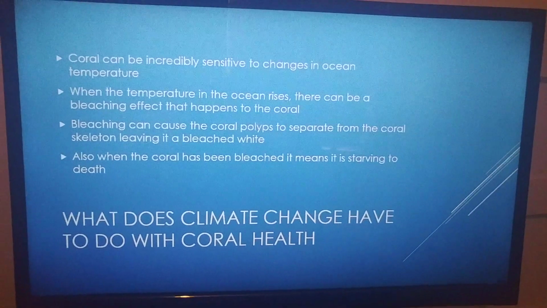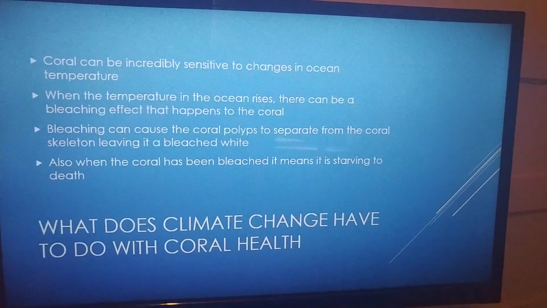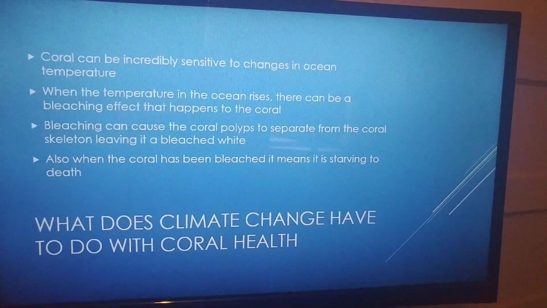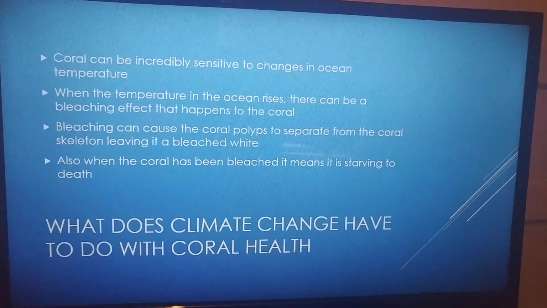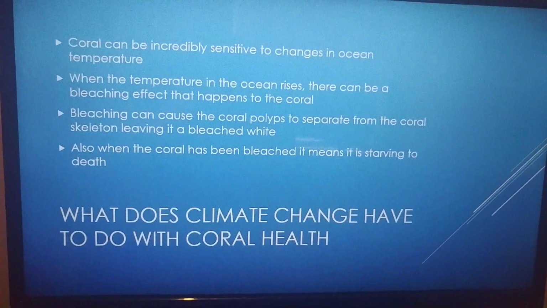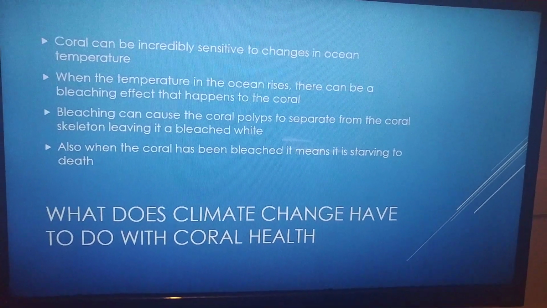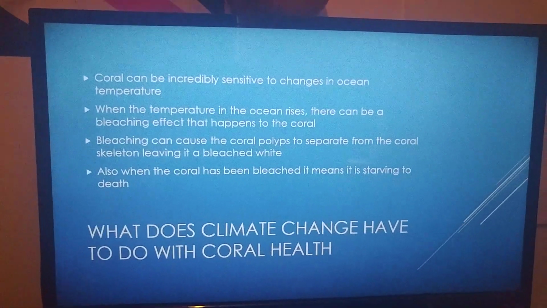Coral reefs can be incredibly sensitive to changes in ocean temperature. When the temperature in the ocean rises, there can be a bleaching effect that happens to the coral. Bleaching can cause the coral polyps to separate from the coral skeleton, leaving it a bleached white. Also, when the coral has been bleached, it means it is starving to death. So whenever it turns white, it means the whole system is kind of dying. It just kind of leaves the skeleton behind, which is what all the coral actually attaches to.